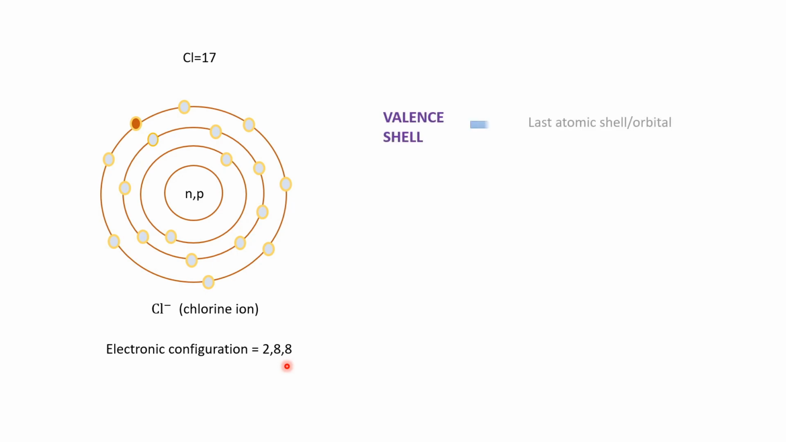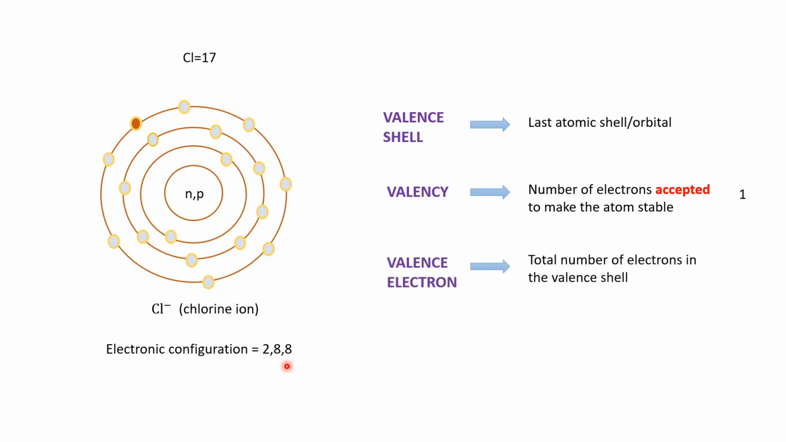Now the valence shell was obviously the last atomic shell or orbital. The valency here was the number of electrons that are accepted to make the atom stable, and the number of electrons accepted by the chlorine atom was 1. So the valency is 1. And the valence electron here was the total number of electrons in the valence shell. So before accepting, the total number of electrons in the valence shell was 7, therefore the valence electron is 7.